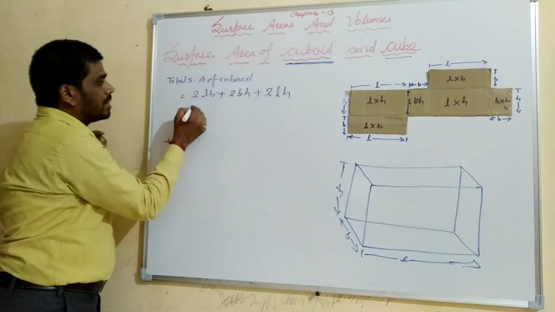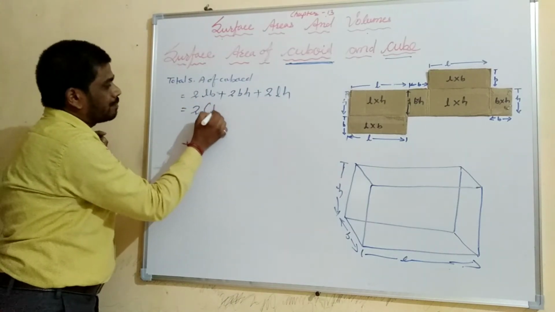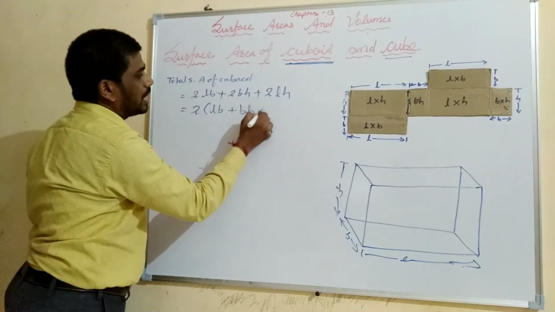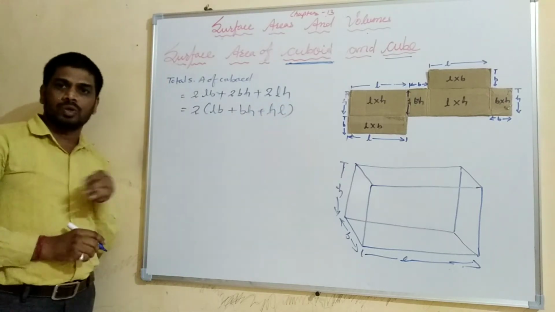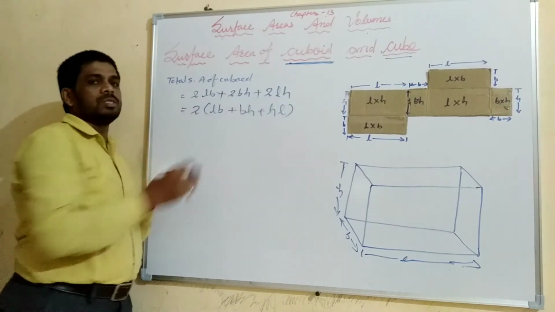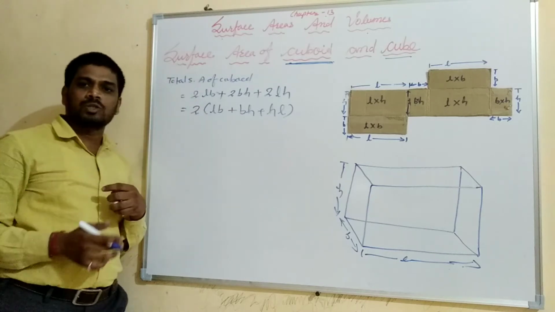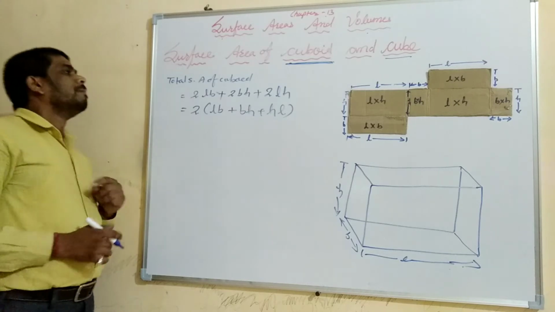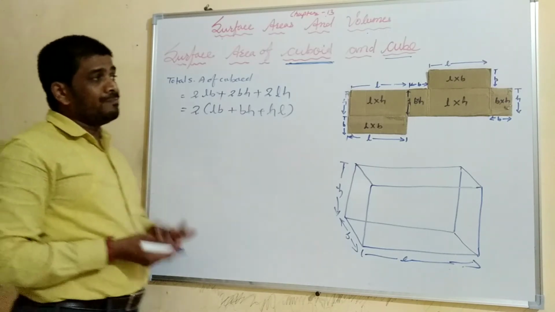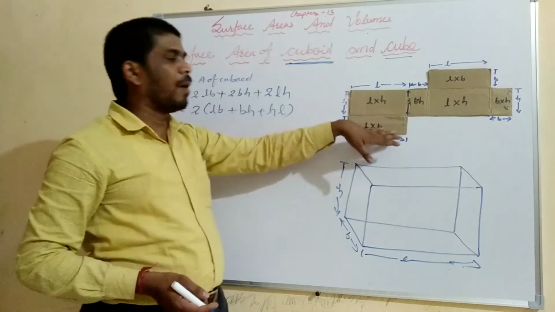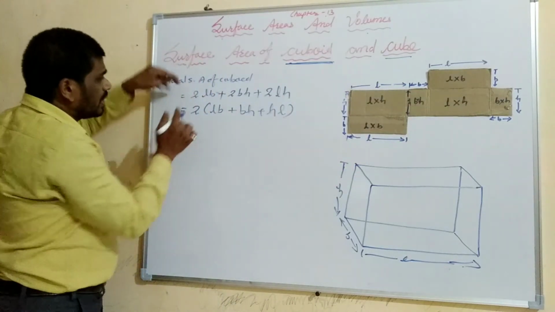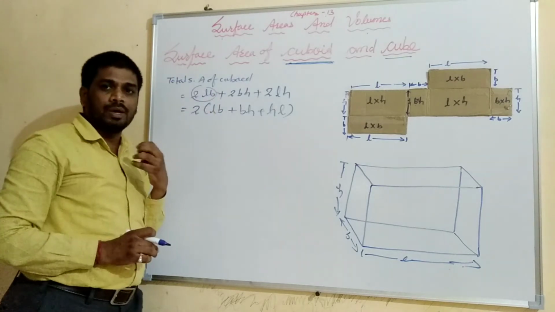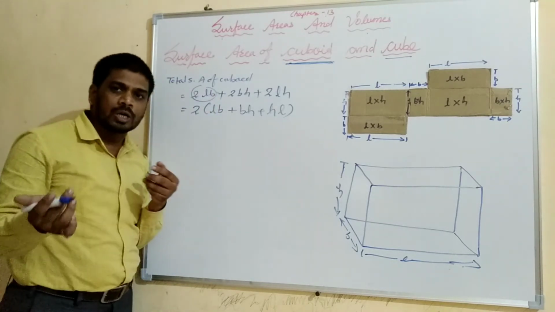Here we can take 2 common, so we can write it in that form also: 2 times (L into B plus B into H plus H into L). The unit of this, obviously, is area, so square meter or square centimeter, that is, square unit. Now if any face is missing, either top or bottom, then instead of 2 times L into B, we write without top or without bottom.